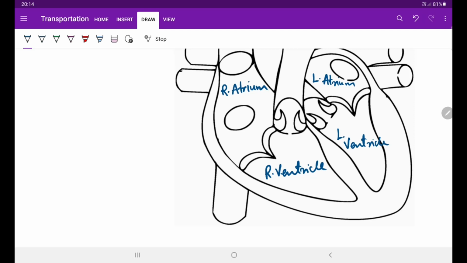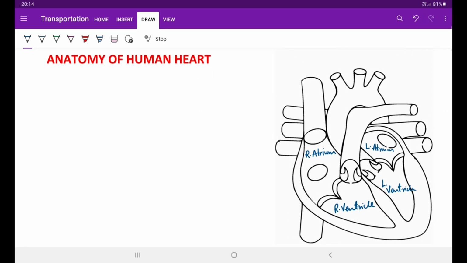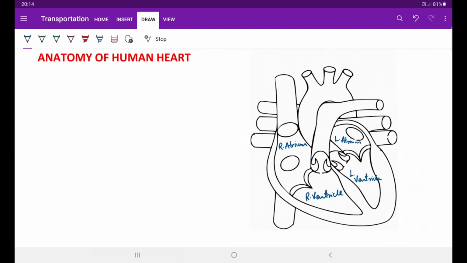So what do we understand? The human heart has 4 chambers, 2 are called atria and 2 are the ventricles. The blood supply to the atria and the ventricles is different. Let us see here.